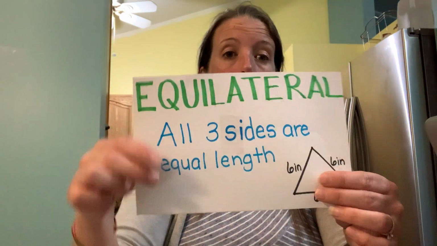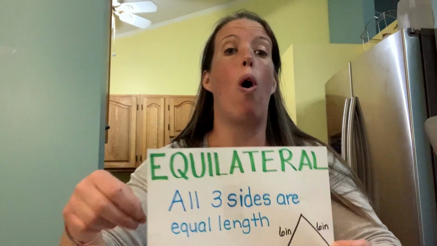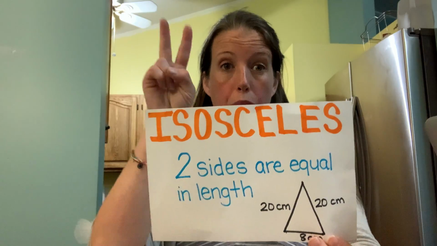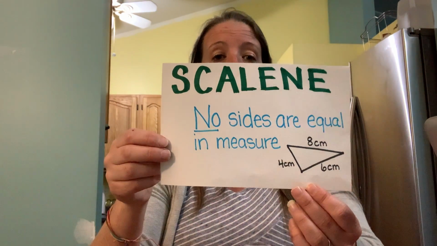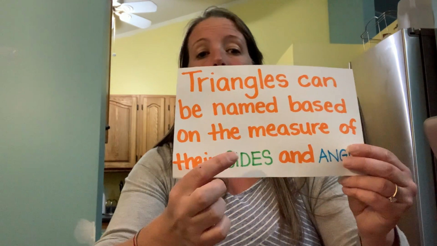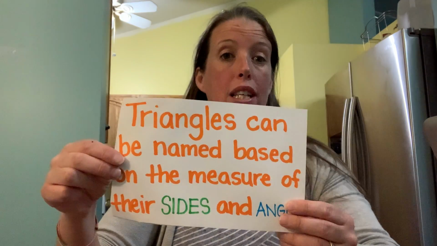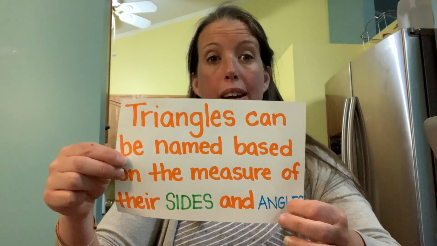So once again, we have equilateral triangles. All sides are the same measure. An isosceles triangle, where 2 of the sides are the same measure, and a scalene triangle, which has no sides that are equal, okay? And that's how you can name a triangle based on the measure of its sides. Our next video will explore the angle names, okay?